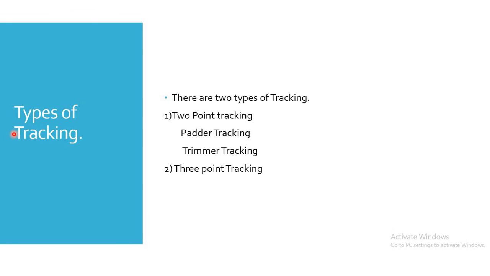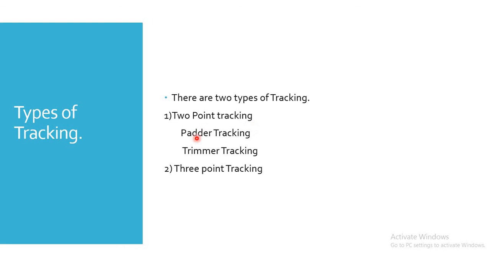So we have various types of tracking. There are two basic types of tracking, 2-point tracking and 3-point tracking. This 2-point and 3-point distinction is based on the number of points at which we get zero tracking error.